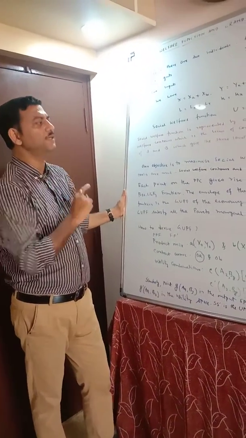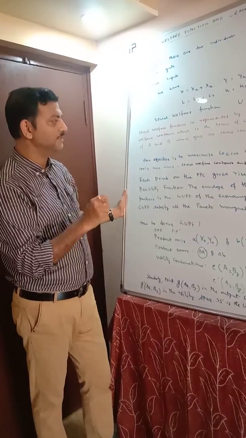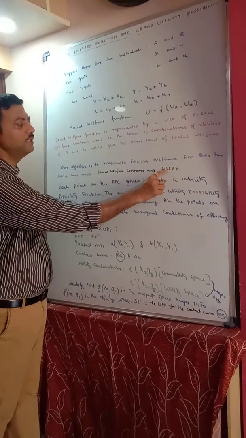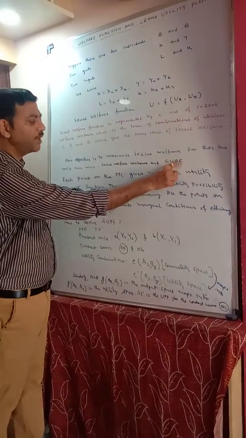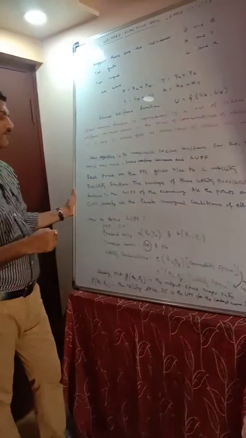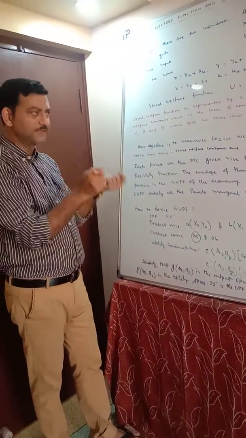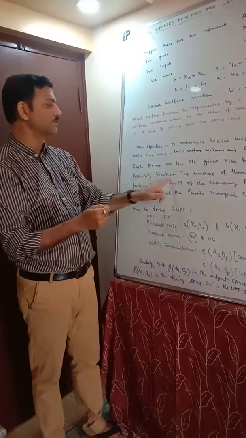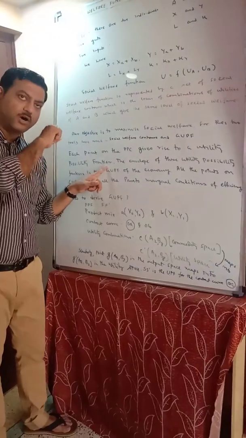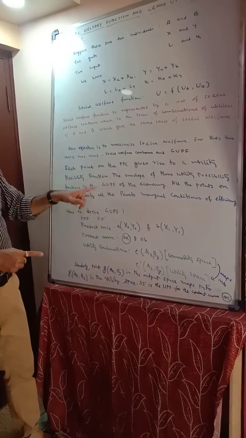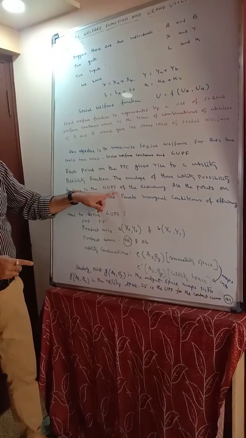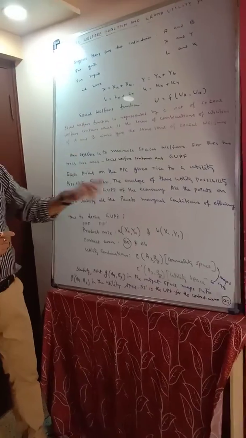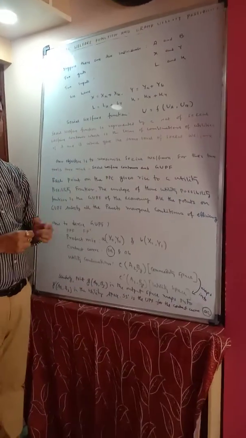Now another important component for maximizing social welfare is the grand utility possibility frontier, abbreviated as GUPF. What is the grand utility possibility frontier? When you consider the PPC, each point on the PPC gives you a utility possibility frontier. The envelope of all utility possibility frontiers gives you the GUPF. And one thing you must remember is that all the points on the GUPF satisfy all the Pareto marginal conditions of efficiency.